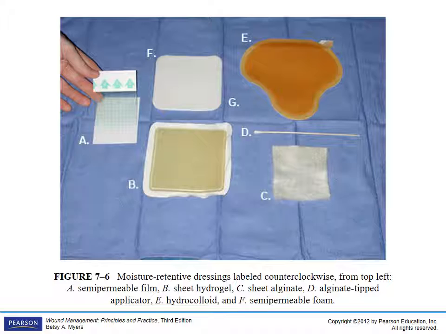E is a hydrocolloid. This is used quite a bit in the perianal region, because it is occlusive, and it will help keep out, as was said earlier, urine and stool. And then F is a semi-permeable foam. So again, it will absorb moisture, but it doesn't let everything in. It doesn't let bacteria and that kind of stuff in. So those are all examples of moisture retentive dressings.